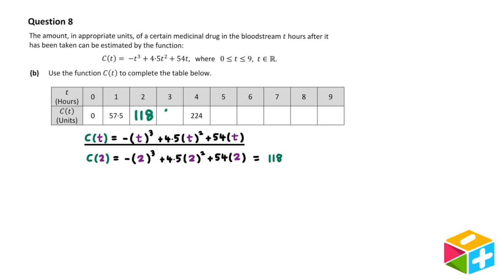The next blank is under t is equal to 3, so here let's sub in t equal to 3. This gives us minus 3 to the power of 3 plus 4.5 times 3 squared plus 54 times 3. Doing this in our calculator gives us 175.5, so we'll write this in underneath the 3. Filling in the rest of the blanks will work in a similar way. We just need to sub in t equal to 5, 6, 7, 8 and 9 into our function.